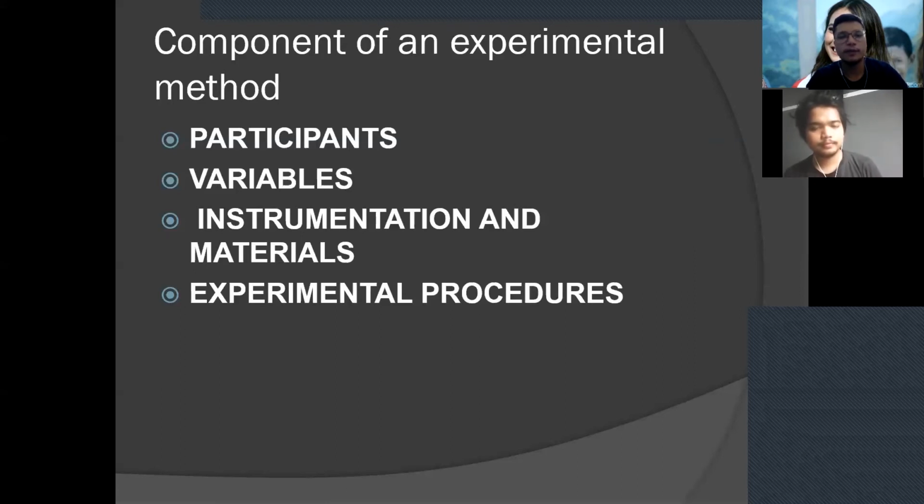So first of all is participants. Of course, in the research we have to have participants in the experiment because this is human research. The second is variables. All research must have variables, and the instrumentation and materials, and the last one is experimental procedures.